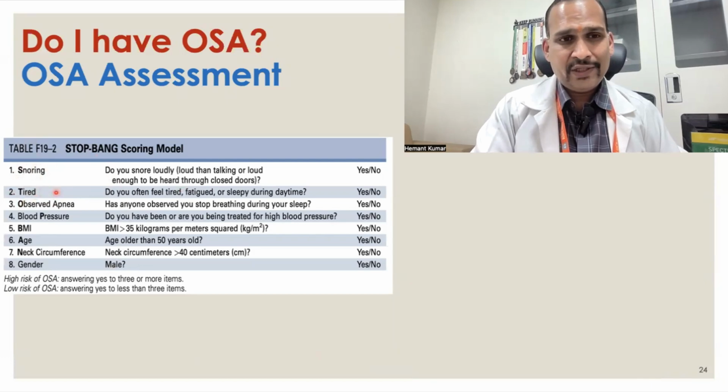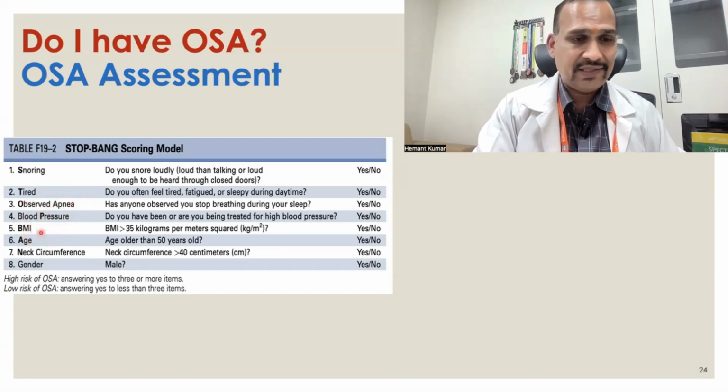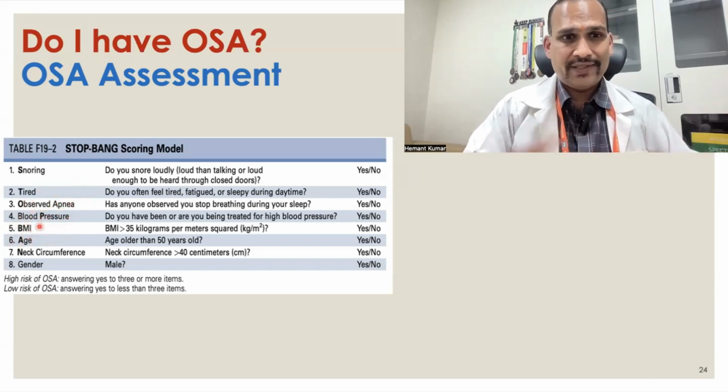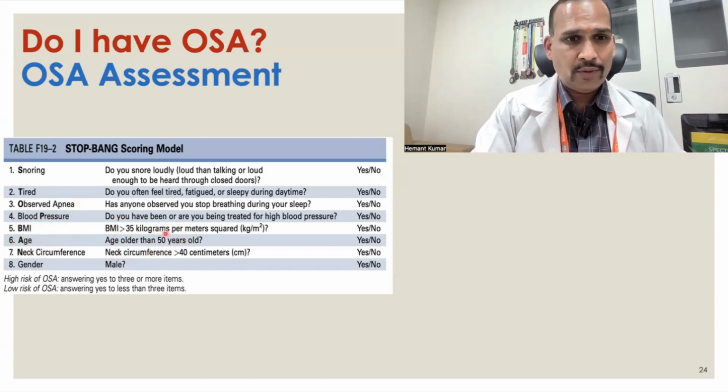Snoring. If the patient is snoring, that is factor 1. Tiredness, observed apnea, blood pressure. If the patient has hypertension, this is a risk. High BMI means obese, BMI more than 35. Age, if age is 50 years or more. Neck size more than 40 centimeters. Gender male. If you answer yes to 3 questions or more, then there is high risk for OSA.